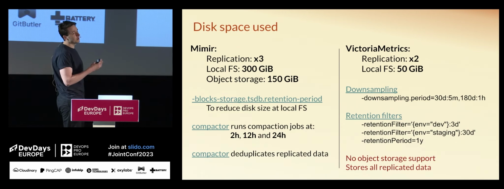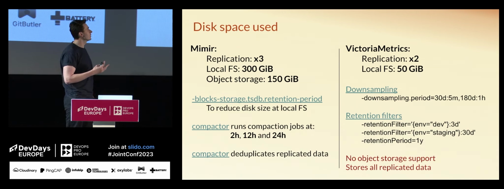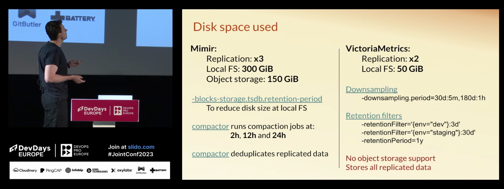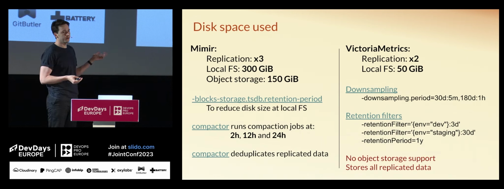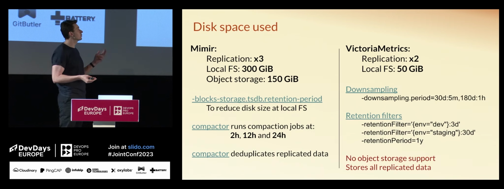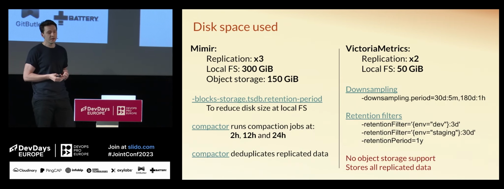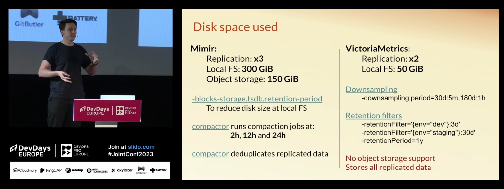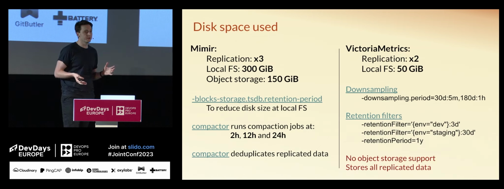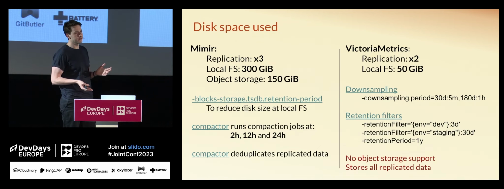But it is a tricky question because there are many details which could affect these numbers. For example, for Mimir, we used replication x3, which is the recommended replication for Mimir. And for VictoriaMetrics, replication was x2. So basically, VictoriaMetrics was receiving 2 copies of data when Mimir was receiving 3 copies of data. In the blog post, there is a wide explanation of why VictoriaMetrics needs x2 replication, not x3.